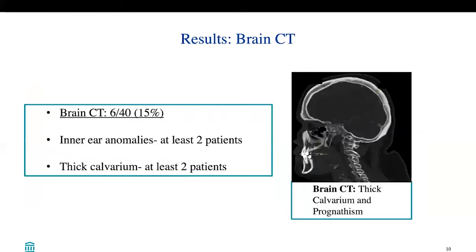So now to talk about results from the brain CT. Similar to brain MRIs, not all of the brain CTs from this cohort were performed at MGH. So when this first set of data was collected, we did not have all the images to view. However, from these scans, we have seen that at least 2 patients exhibit inner ear anomalies and at least 2 patients have a thick calvarium. As you can see here in the picture, the skull appears thick, and upon measuring it and comparing calvarium thickness to a general population, we're able to conclude that it is indeed thick.